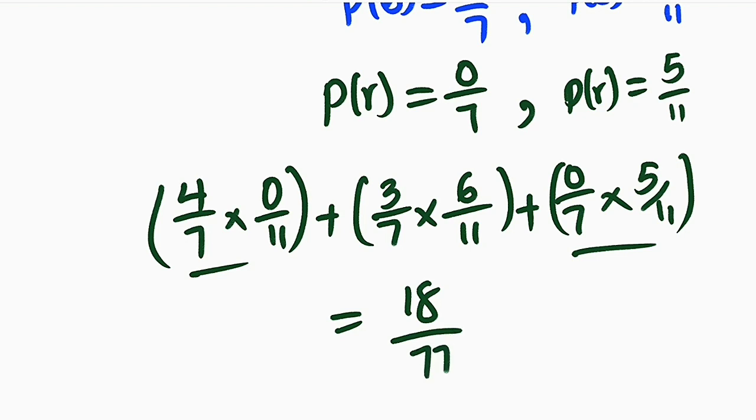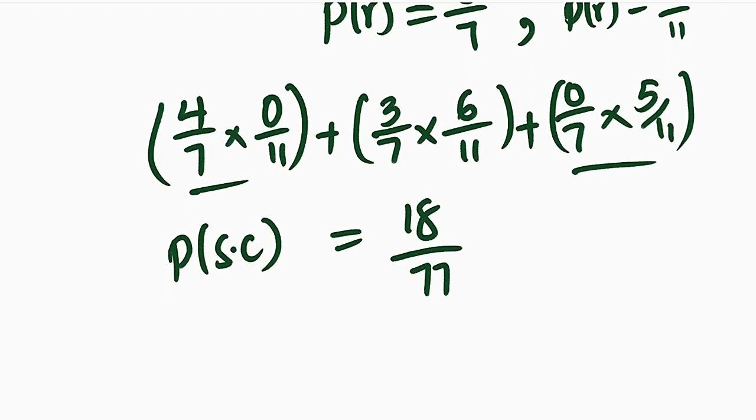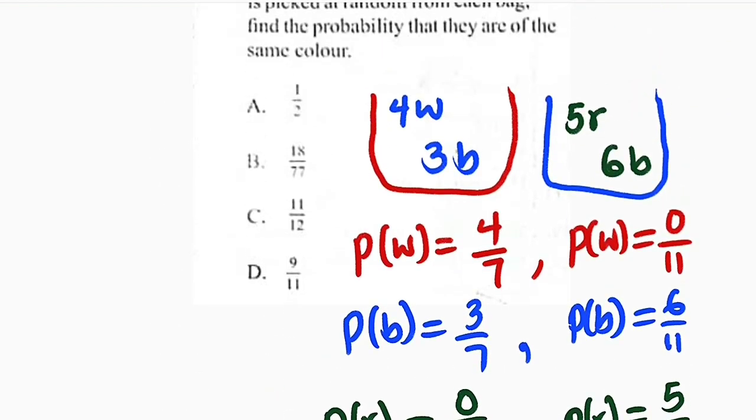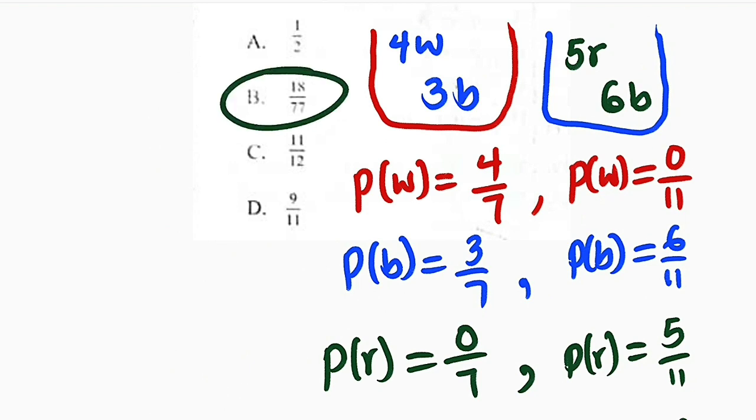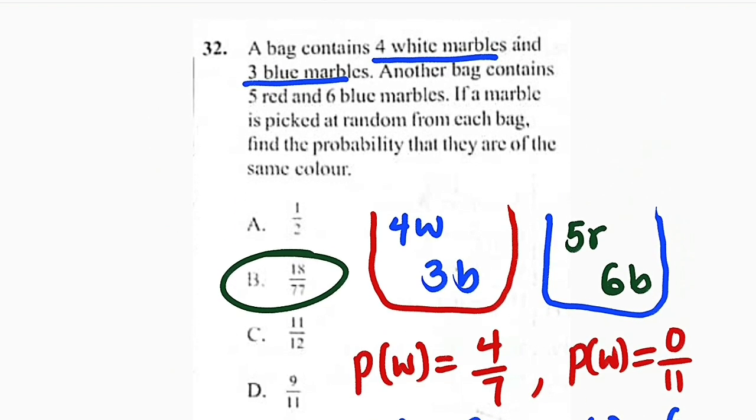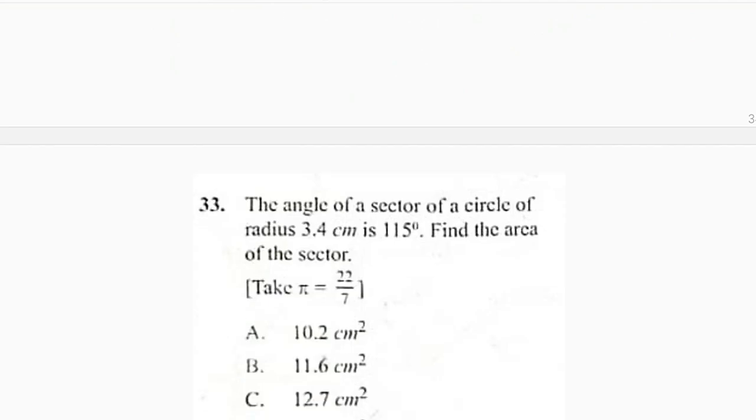7 times 11, 77. And hence, this is the probability of picking same color. Let me call it SC, which is 18 divided by 77. Do we have that? 18 divided by 77. We have it as option B. Now let us move on to question number 33.